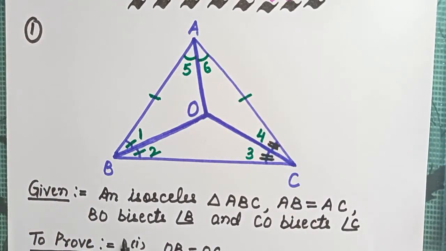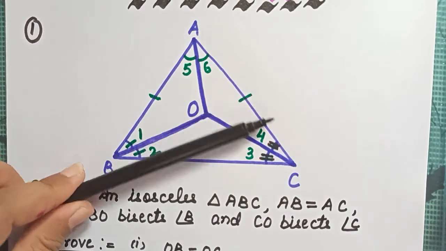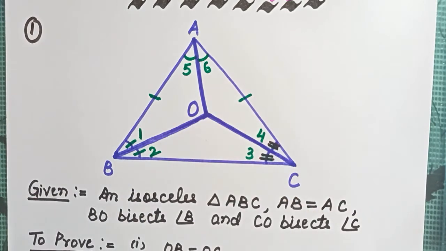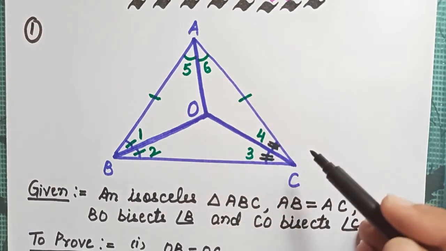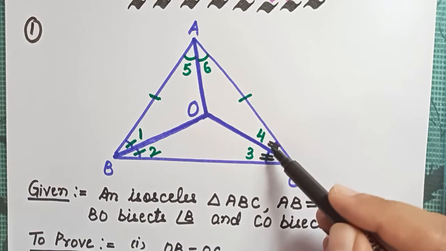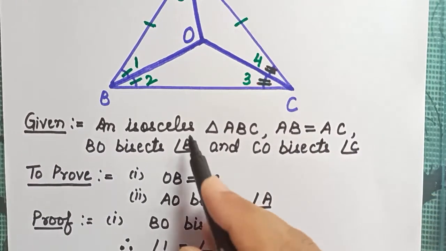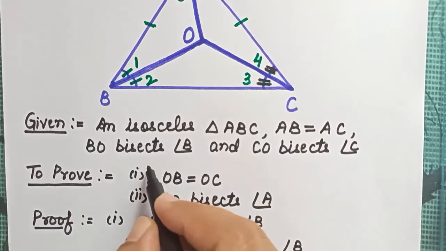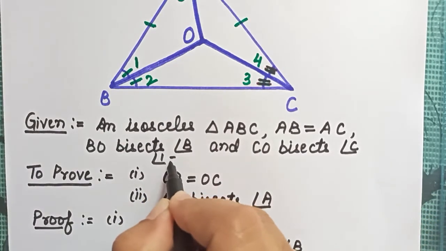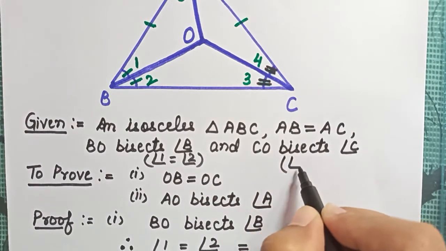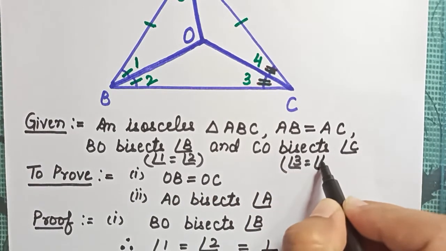Then we are given BO bisects angle B. This line segment BO is bisecting angle B. So angle 1 and 2 are equal. In the same way, CO is bisecting angle C, so angle 3 and 4 are equal. So actually we are given AB equals AC, angle 1 equals angle 2, and also we are given angle 3 equals angle 4.